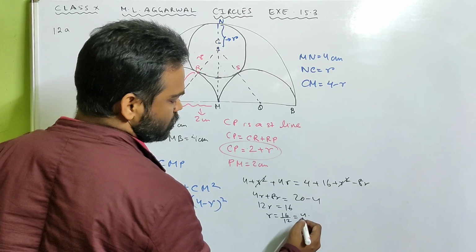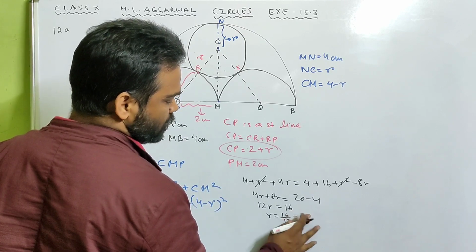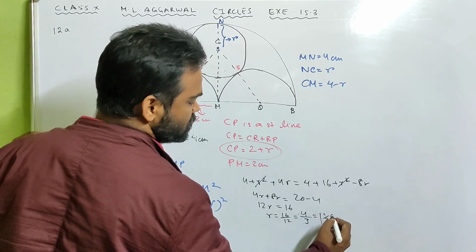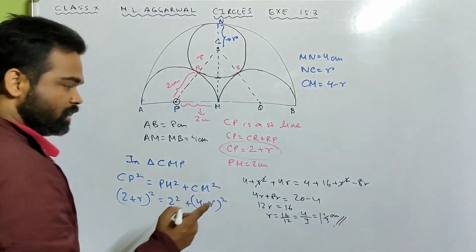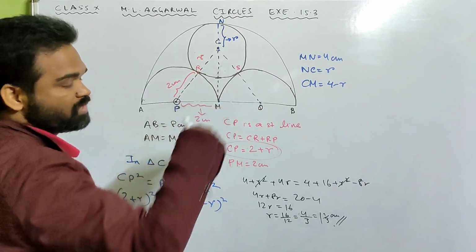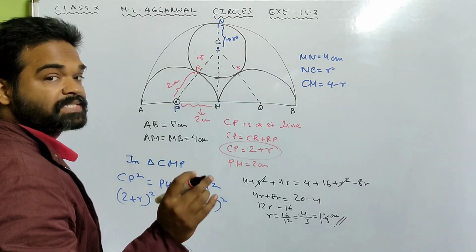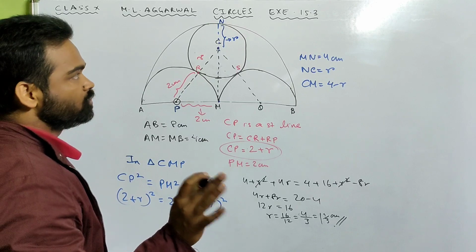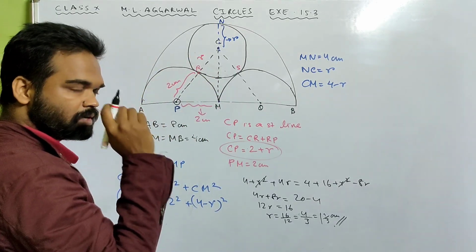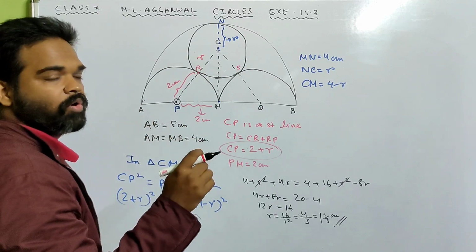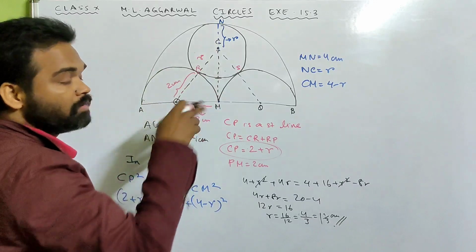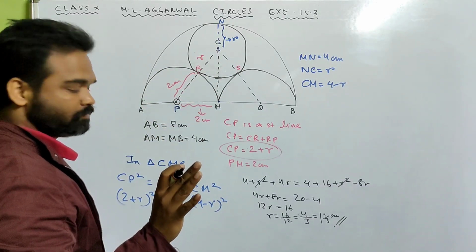That's 4 by 3, sorry, for 3 times, for 4 times, for 3 times. That's 1 by 3 centimeter. So the radius of the inner circle, which touches all the 3 semicircles, is 1 by 3 centimeter. We just need to remember that when two circles touch externally or internally, then the point of contact and the centers lie on the same straight line. Then only we can solve this sum.